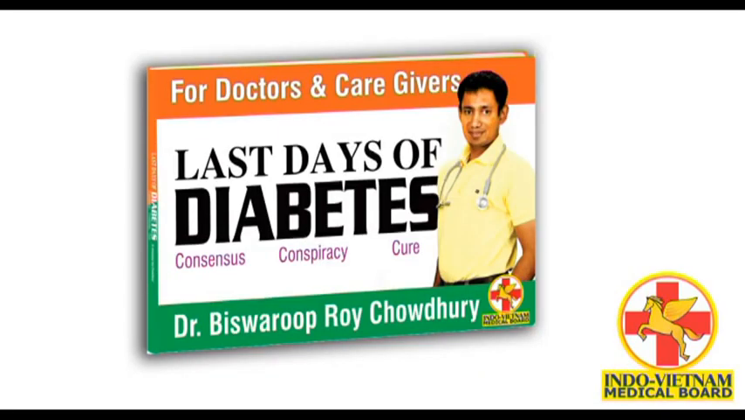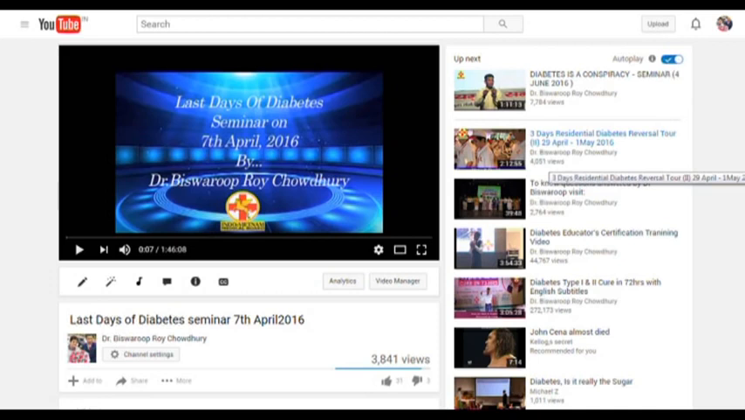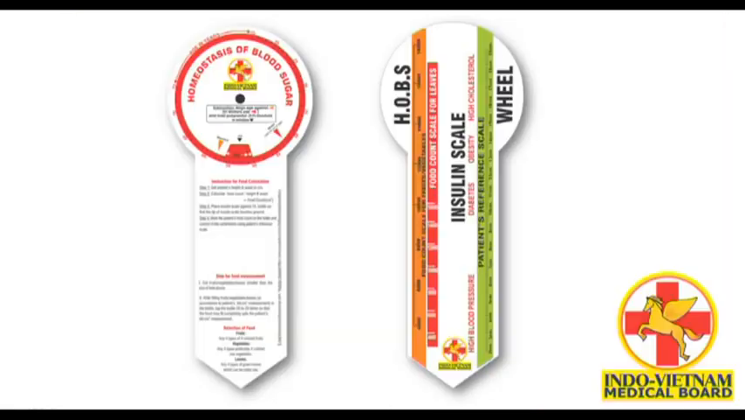How much blood sugar level is known to be the good blood sugar? As I told you, as you might have seen in my book Last Days of Diabetes or my video Last Days of Diabetes, the blood sugar threshold changes as the weather changes, and it also changes with the change in age. For example, if a patient comes to you whose age is 40 years, what should be his postprandial blood sugar? That you can measure with the help of the Hobbs wheel.